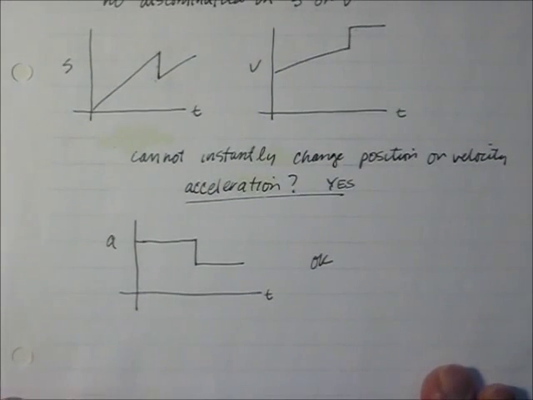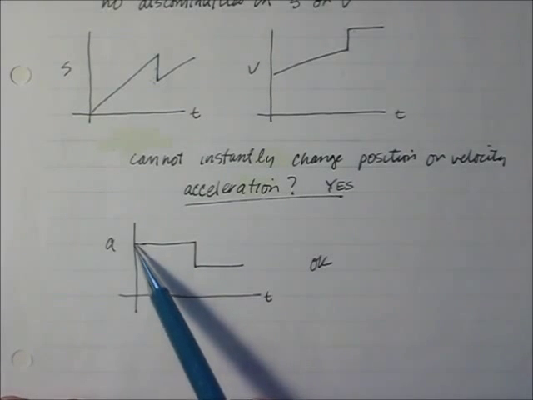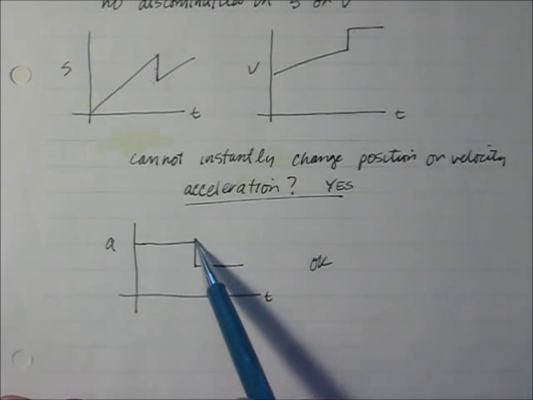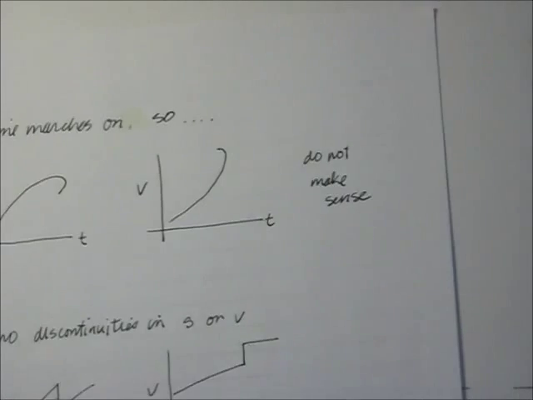However, you can instantly change acceleration. It's pretty easy to have a positive acceleration and then instantly have a different acceleration on an a versus t graph.